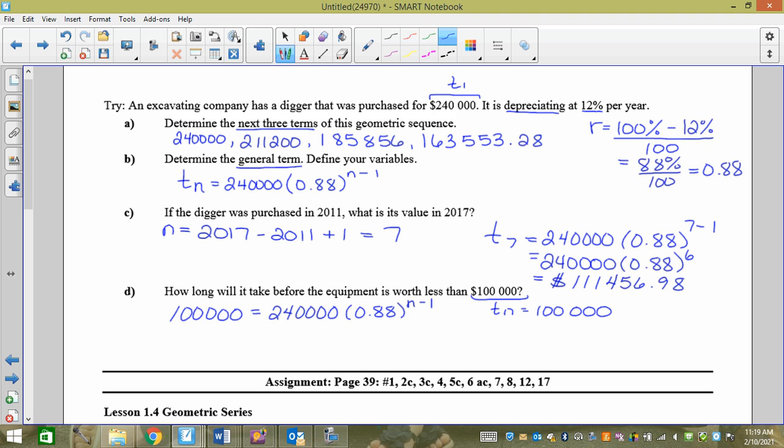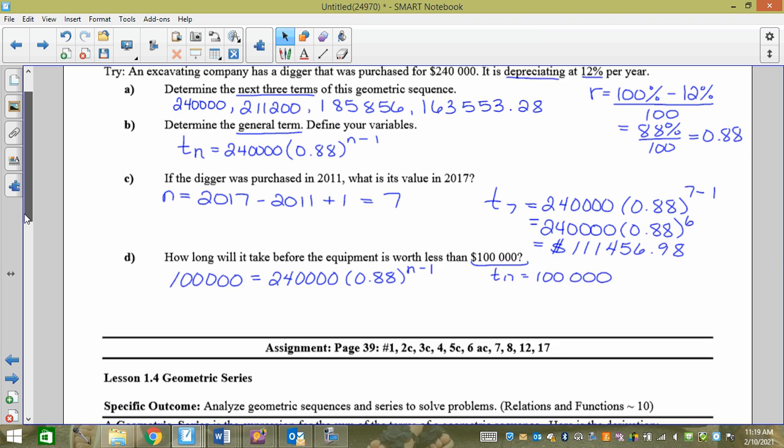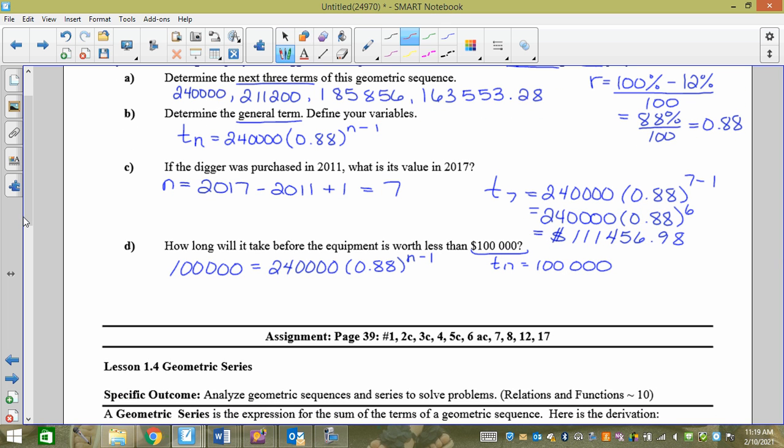What do we have to do first? What did I tell you we have to do first? Yes, divide, always, right? We can't put those two numbers together. We have to divide. Exactly. So we're going to divide by 240,000. And then we don't want to use that as a rounded decimal.